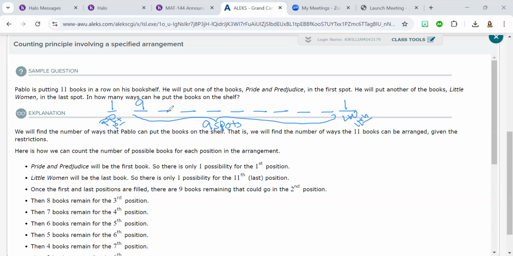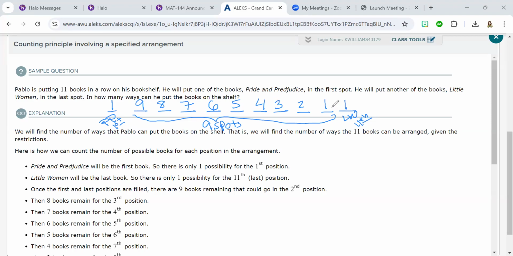Now for my next spot, I only have 8 books left over, because I've already placed one Pride and Prejudice, one Little Women, and one in that first spot. I pick up a book and I place it. That leaves me with 7. I pick up a book, I place it. Now I have 6, and I keep repeating the process. Now I have 4 total books left. Pick it up, place it. Then I have 3 left, 2 left, 1 left. See how I'm decreasing by 1 each time.